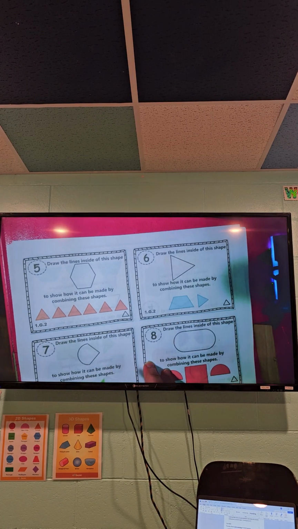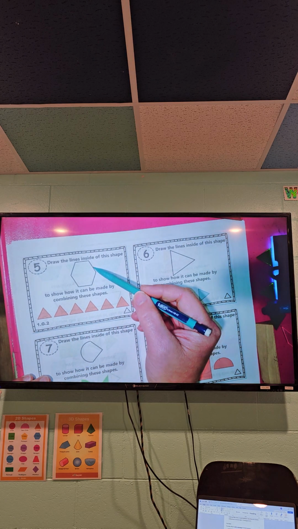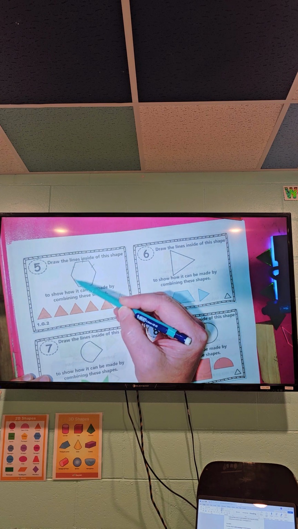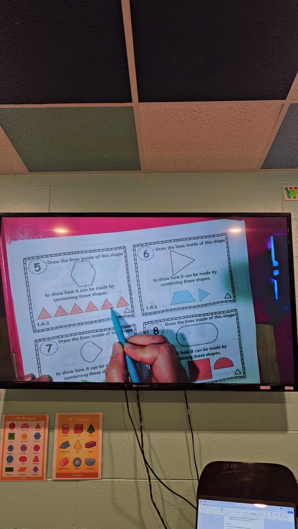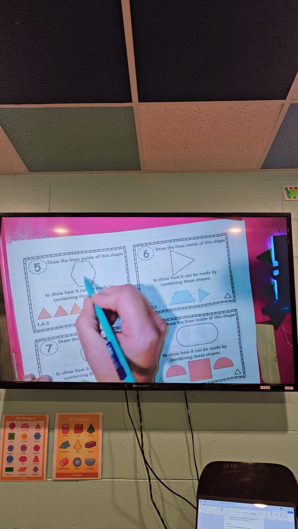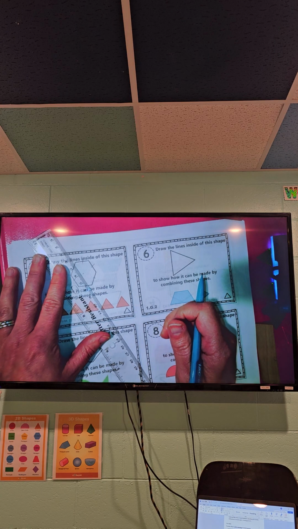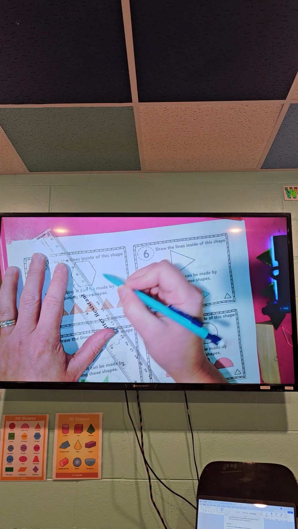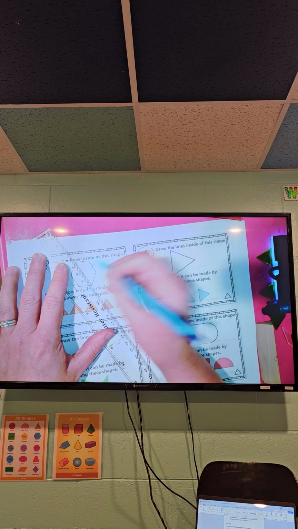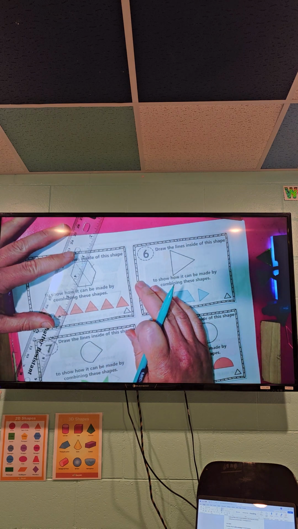It says draw these triangles. So count them. 1, 2, 3, 4, 5, 6. How many sides does this have? 1, 2, 3, 4, 5, 6. So you know that the bottom of the triangle is going to be on the edges. So find the center of your hexagon, and then you will connect all these. Technically, you didn't have to find the center, but you're going to connect all these corners or vertices together. They have to be opposite of each other.